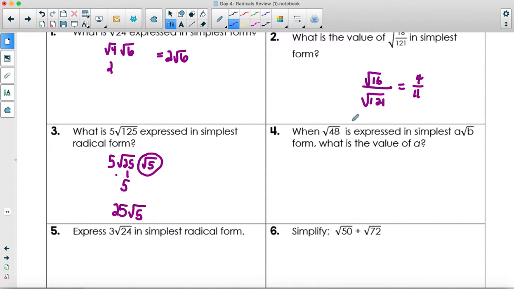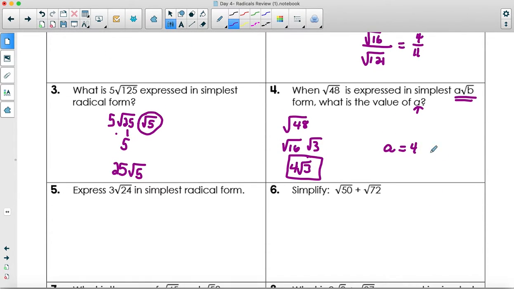Number 4, the square root of 48. I know that 48 is divisible by 16. That's the largest perfect square. So I'm thinking of it as radical 16 times radical 3, and the square root of 16 is 4. So it breaks down to 4 radical 3. Here's a Regents style question. It's saying if in simplest form it's a radical b, what's the value of a? So technically a equals 4 here. I don't think that shows up on the answer key, but that would be what the answer is.